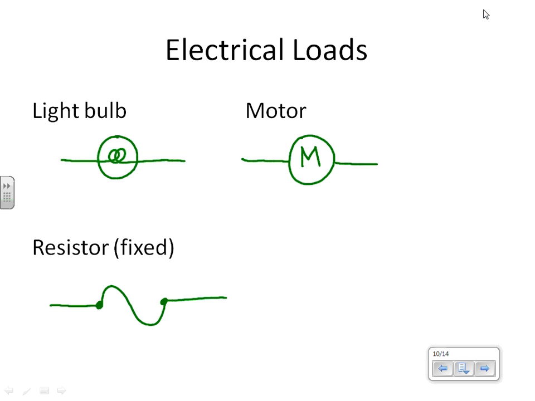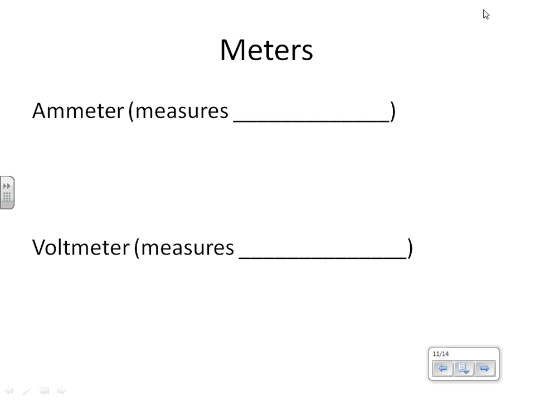And then there's also some meters, okay? So an ammeter is going to measure the current.